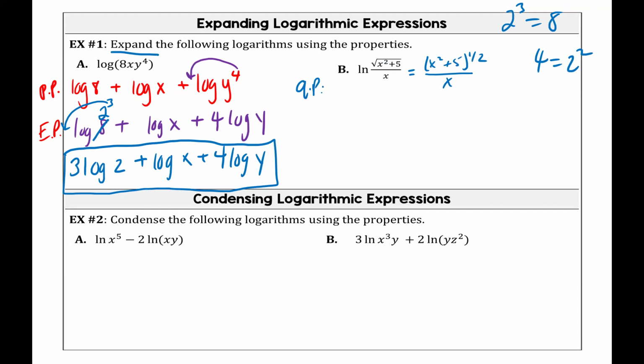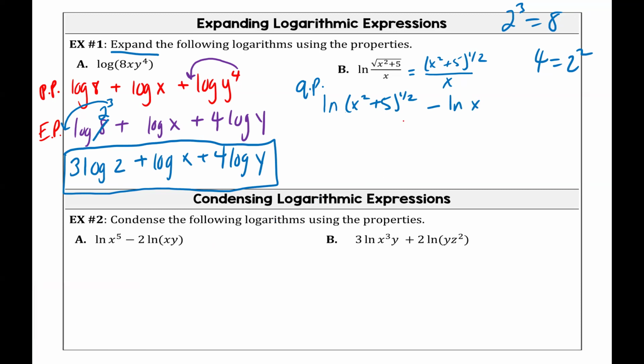The quotient rule is telling me that it's the log of my numerator minus the log of my denominator. We make that square root into an exponent, because a square root is the same as to the 1/2 power. So we have natural log of your numerator, which is x squared plus 5 to the 1/2, minus the natural log of my denominator, which is x.